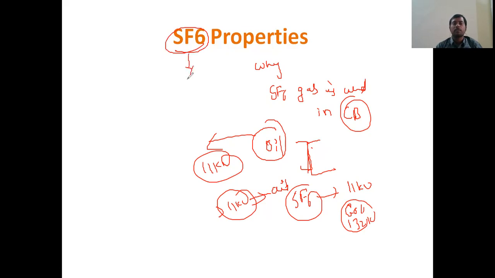I think this will give the best performance to eliminate or pinch the arc. That's why this SF6 is mostly the popular one in all the major substations, and where the highly costly equipment is used, definitely SF6 circuit breaker is used. Let us discuss the properties one by one.